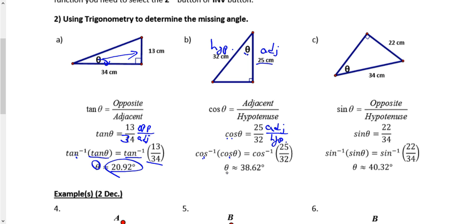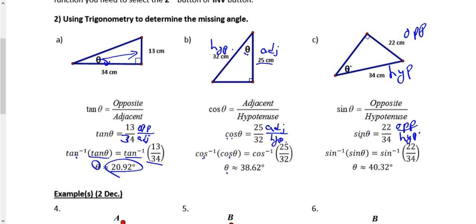All right, here's one more. Here's our reference angle theta. This 22 is what side to that angle? Opposite. And the 34 is the hypotenuse. Which trig function will be our equation? Sine. Sine of theta equals opposite 22 over hypotenuse 34. You see why we pick sine here and cosine there? Because they gave us opposite and hypotenuse, and you can flip back to SOHCAHTOA, and that's your equation.